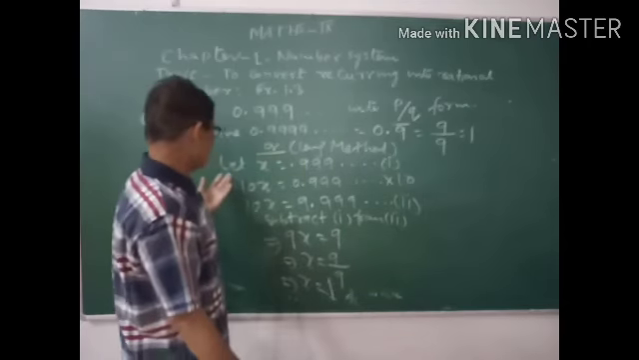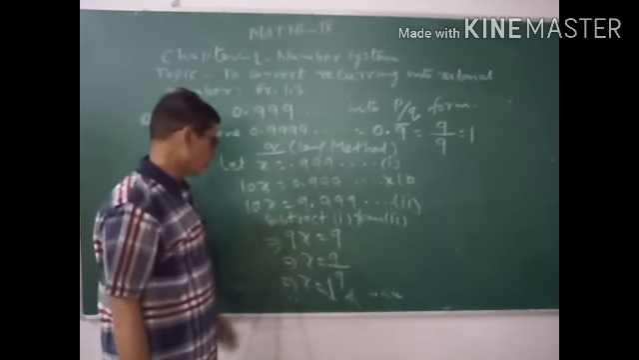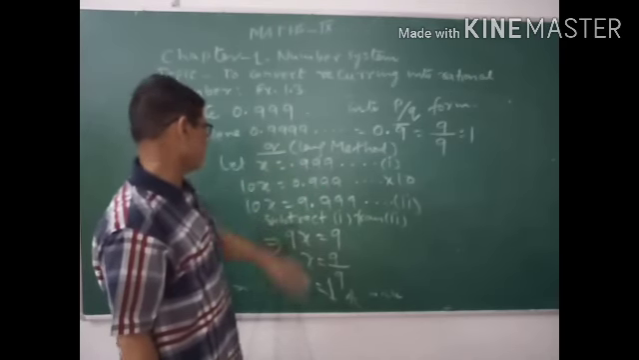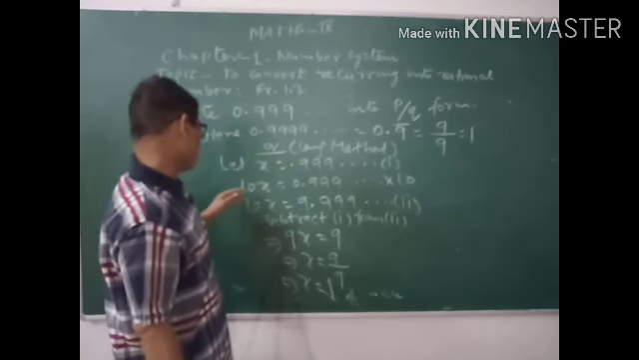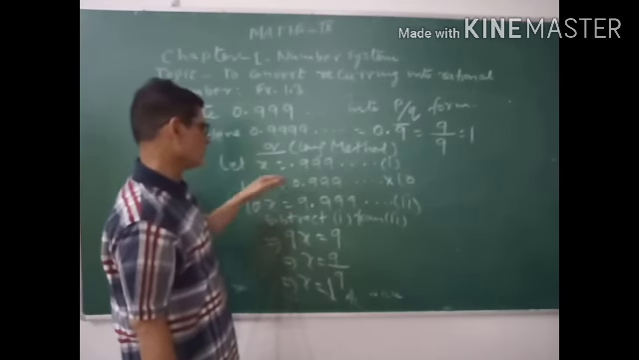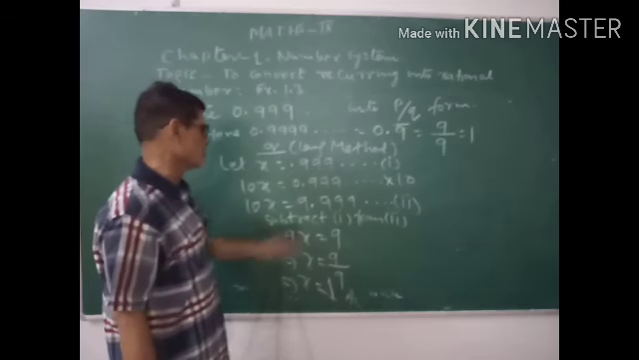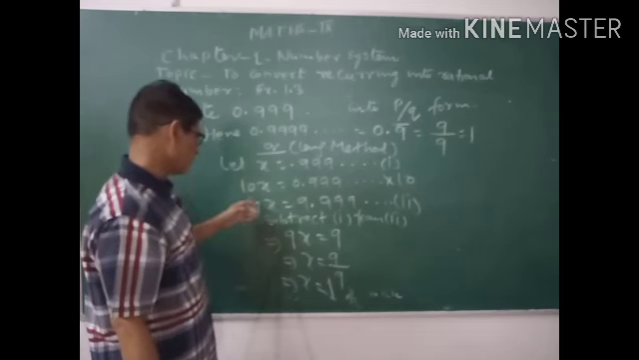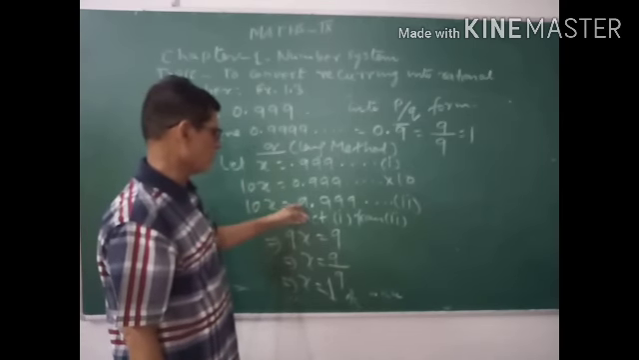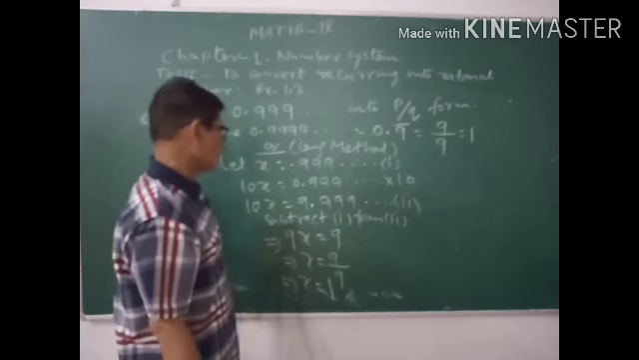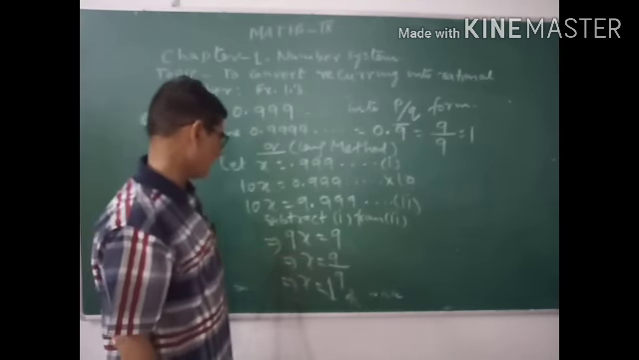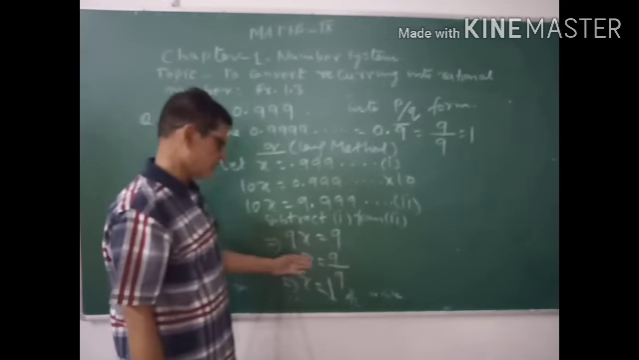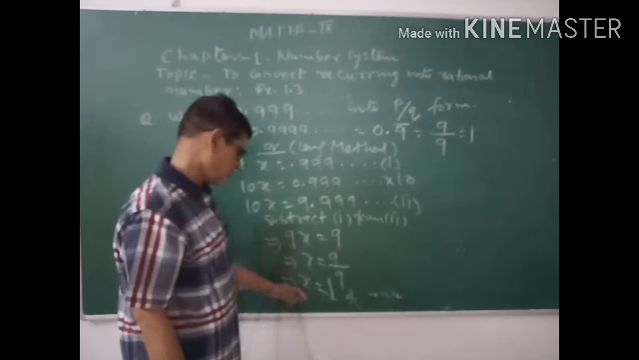As usual, you can do it as follows also. x equal to 0.9999. Multiply by 10 to take out one 9 outside of the decimal. I have multiplied by 10 on both sides. So this will become 10x and this will become 9.9999. Now subtract first from the second. You will get 9x equal to 9, and that's why x equal to 9 by 9, and it will give you 1.